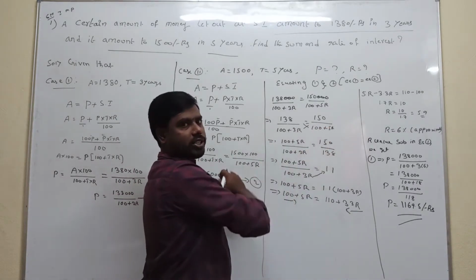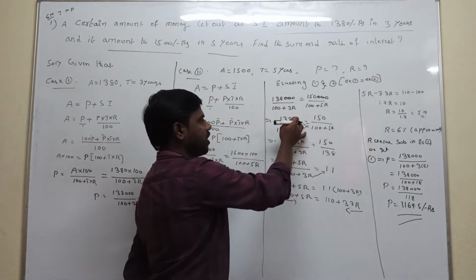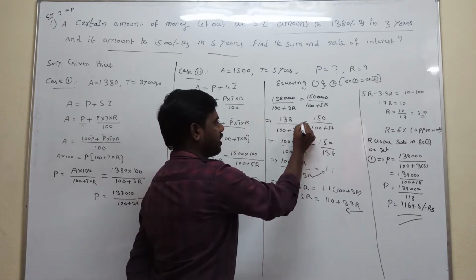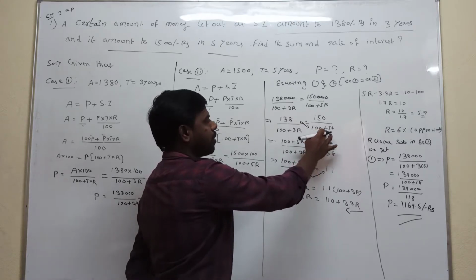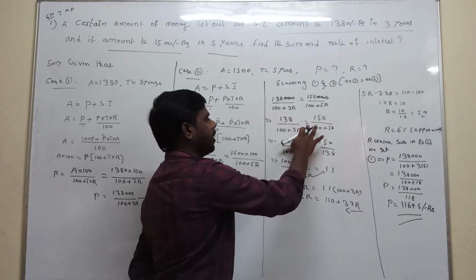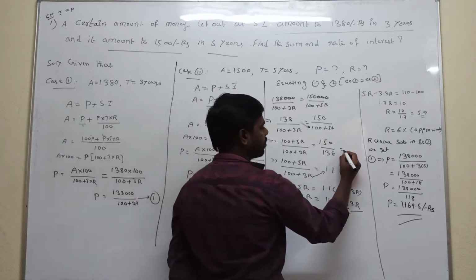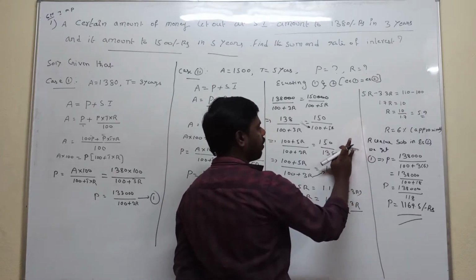R variable taking one side, constant variable taking one side. That's why this value taking this side, this value taking this side. Only interchange this one, or else we can put like this, interchange. So 130 will go to the right hand side denominator, 100 plus 5r will go to the left hand side numerator. 150 by 130 value getting something 1.089.